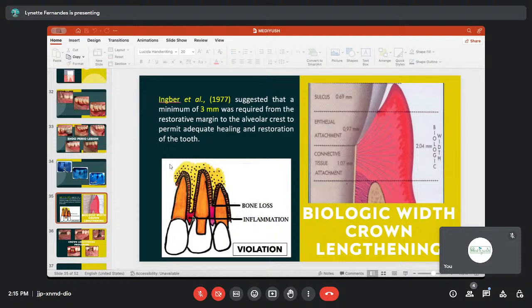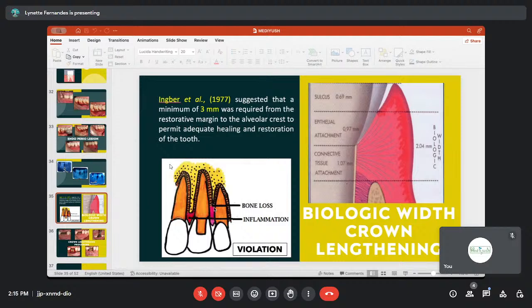But what if you don't maintain it? Suppose you place a crown and it's very close to your bone level, less than 2 mm. So two things can happen when your biological width is violated. When your tissue is thin, your gingival biotype is thin, that's going to cause bone loss and recession. Because the bone has to go to a level of 3 mm, when you place it at 2 mm, the bone would recede. There's going to be bone loss.